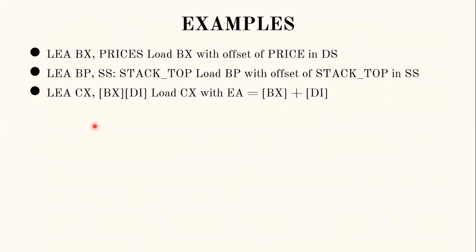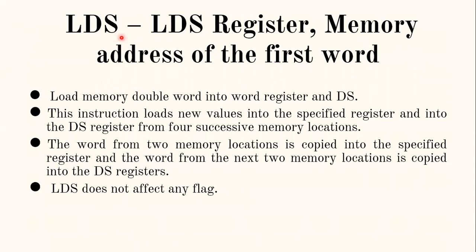Similarly, if we have LEA CX, [BX][DI], then the content of BX and the content of DI are added and the effective address is loaded into the register CX. Then we have the LDS instruction, which stands for load DS register, and its format is LDS register, memory. The memory address of the first word given in this instruction is used.